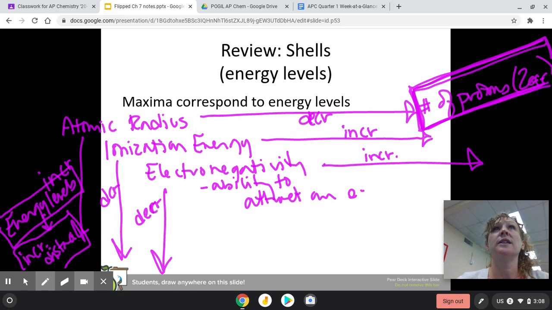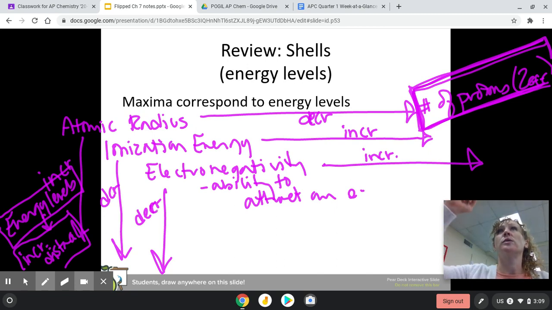Okay, electronegativity top to bottom is going to decrease. So lithium is going to be more able to attract an electron. Francium is going to be less able to attract an electron. And actually, if we look at the halogens, it makes more sense. Fluorine is extremely able to attract electrons. It is the most electronegative element on the whole periodic table.